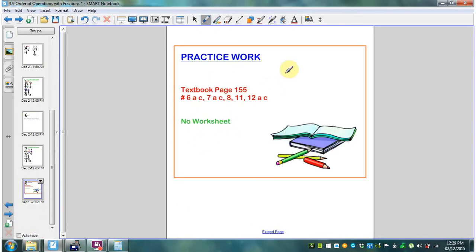Okay guys, so the practice work that goes along with this lesson is textbook page 155. Make sure you write down the numbers in your notebook.